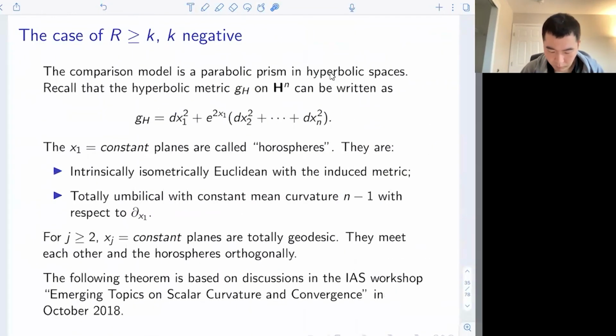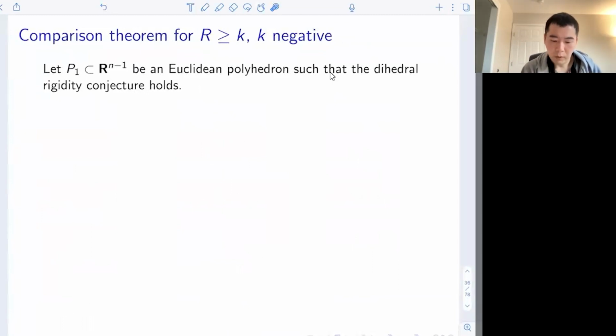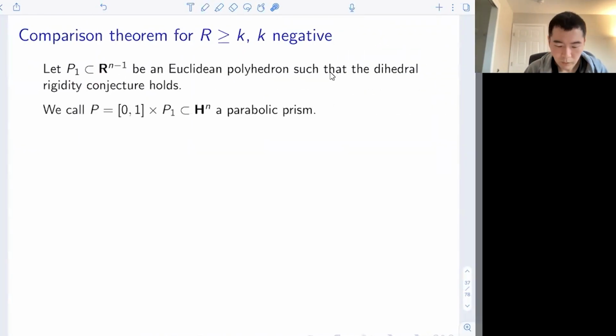Okay, so the following theorem is based on discussions in the IAS workshop in 2018. The theorem raises a comparison principle, a dihedral rigidity conjecture for model polyhedra in hyperbolic spaces. In particular, let's take a Euclidean polyhedron such that the dihedral rigidity conjecture holds. As part of the assumption, we assume P1 is a comparison model in a Euclidean space of one dimension lower, where the previous theorem modeled on P1 works. And let's take P to be a product of an interval with P1, but instead we're going to view it as a parabolic prism living in the hyperbolic space, and this 0, 1 factor is on the x1 axis.